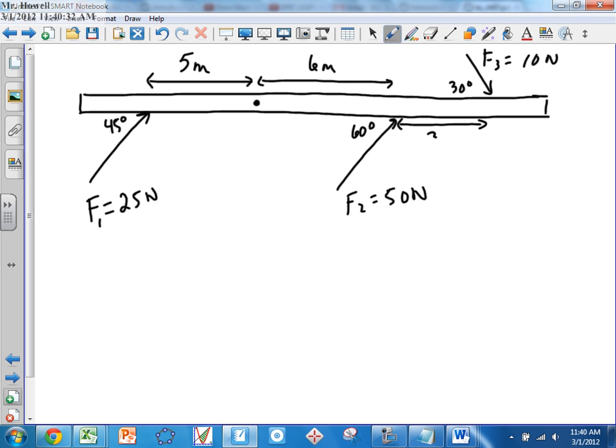I only have one question: the ones going up, those are negative? That's what we've got to figure out. We're going to talk about that now. Think about which way would cause it to turn. That's what you have to think about. Oh, it's positive.